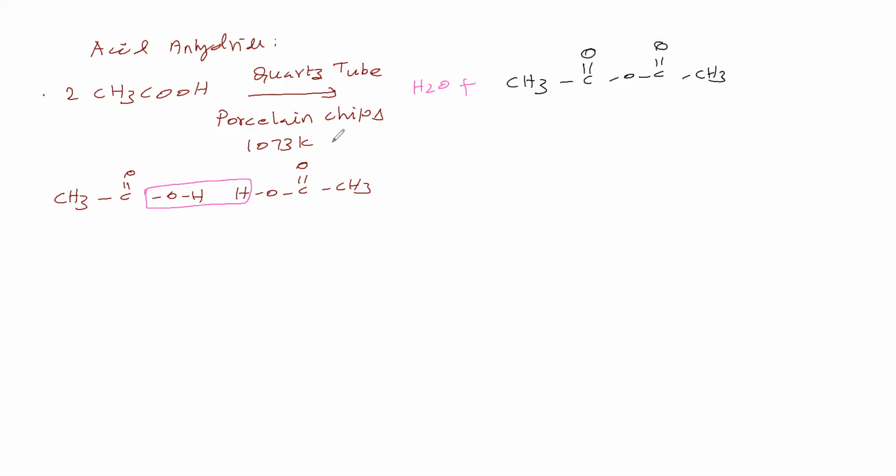Next, acetic acid is treated with P2O5, phosphorus pentoxide. We will get acetic anhydride. P2O5 is the dehydrating agent. Then we will see the properties.